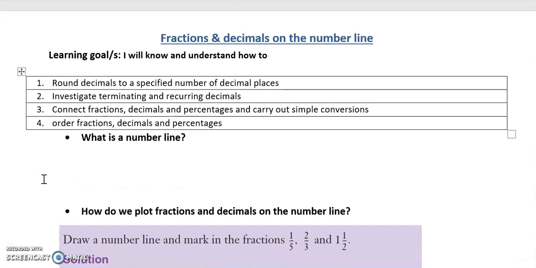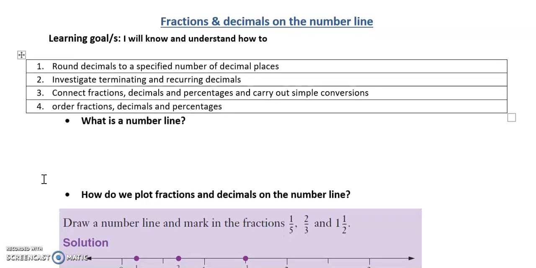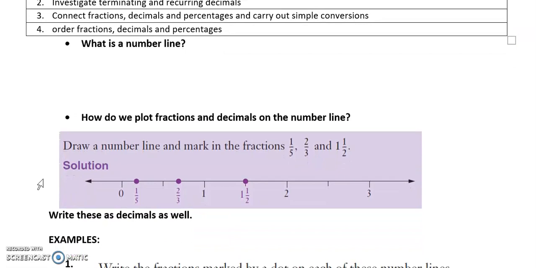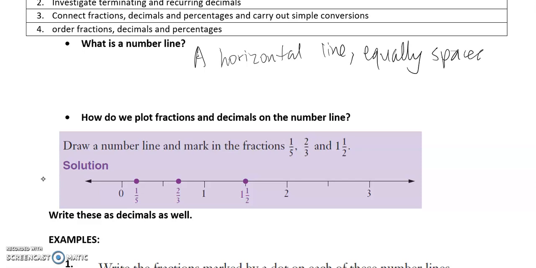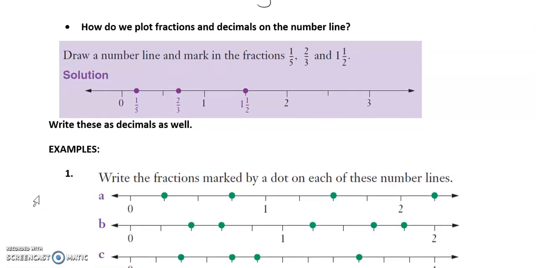Alright, the next section we're looking at fractions and decimals on the number line. What's a number line? Well, there's one down here below, okay? It's a horizontal line, equally spaced, showing number values. And those numbers could be fractions, decimals, percentages. To plot fractions and decimals on the number line, we simply find where our whole numbers are and then estimate.